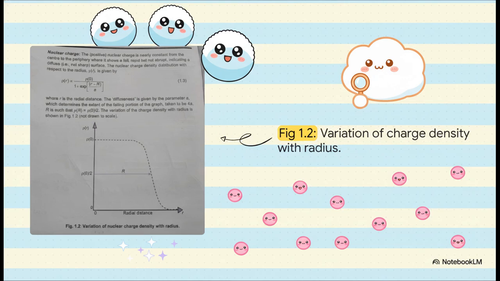We're looking at a graph plotting the variation of nuclear charge density against the radius. Direct your eyes to the y-axis on the left. That's rho of r. Look at the starting point of that dashed line right up at the top. This represents the density at the absolute dead center, rho 0. अब देखिए, कैसे वो dashed line बिल्कुल straight right की तरफ जाती है? Perfectly horizontal. This beautifully shows us that right in the core, the positive charge density is perfectly flat. It's packed uniformly with zero change.